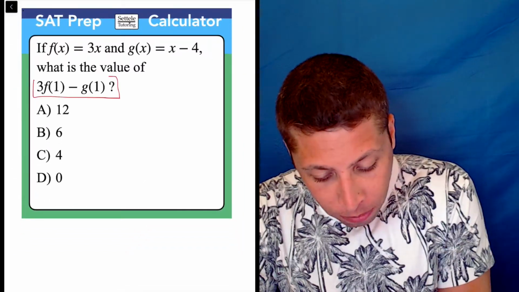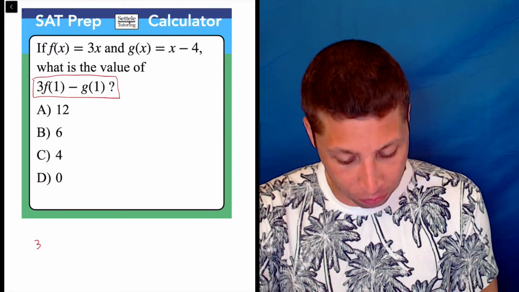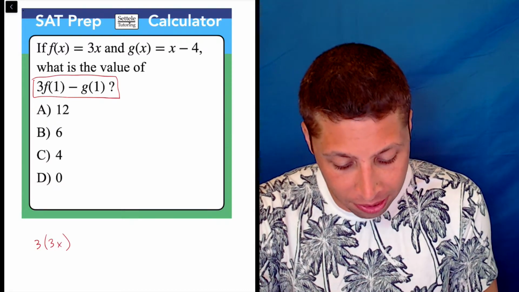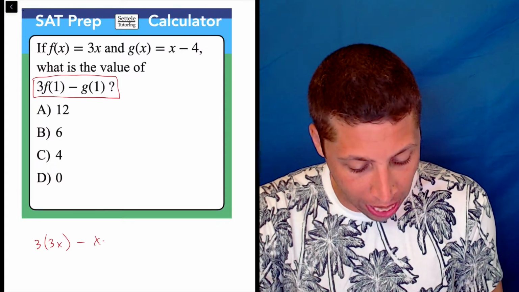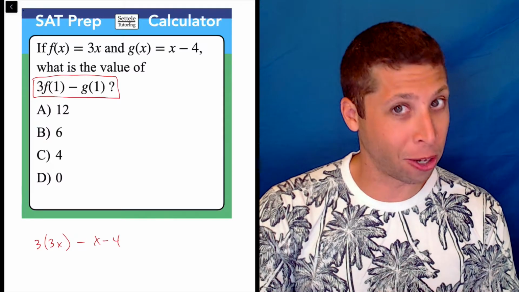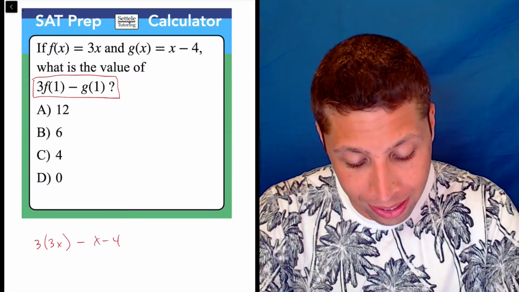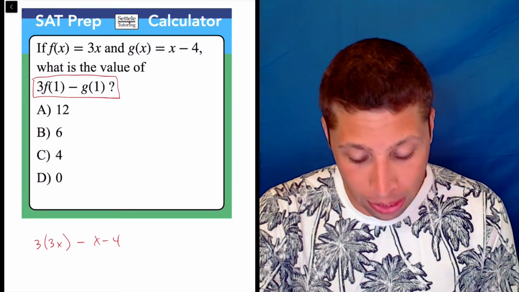People look at this equation and they say, oh, I'm going to do 3 times the f equation, so 3 times 3x, minus now the g equation, x minus 4, and then they substitute the 1's into those places. I'm going to hold off on that, but it's going to be a wrong answer. Let me show you what you should do instead. We should take it as separate instructions.